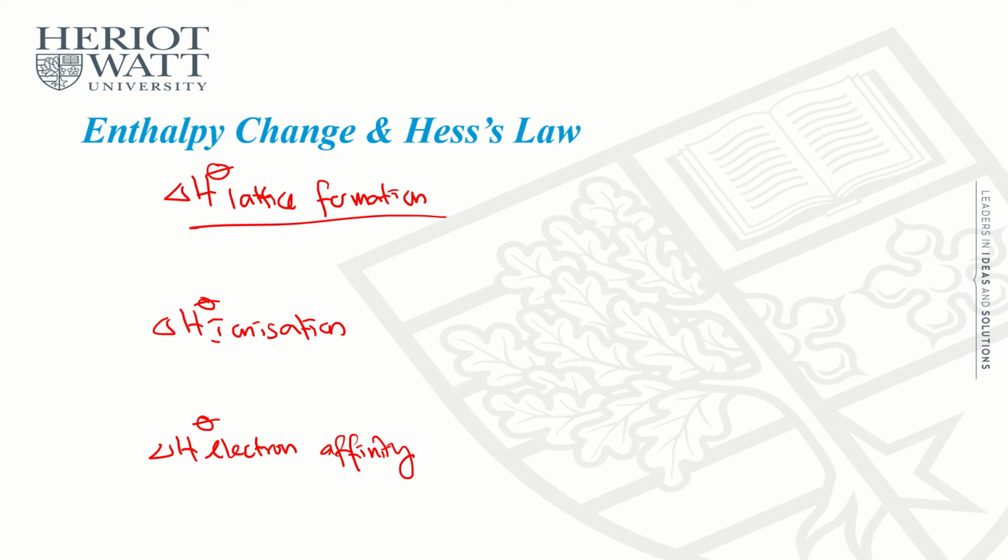Lattice formation means basically you're forming 1 mole of ionic compound. For example, NaCl, solid. You're forming 1 mole of NaCl from what? From the gaseous ions. Na plus in a gaseous state plus Cl minus in a gaseous state. So this is lattice formation.